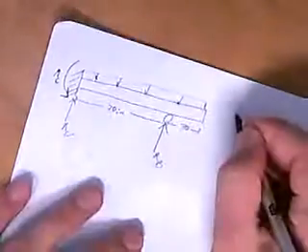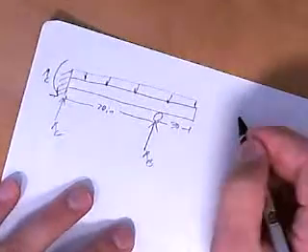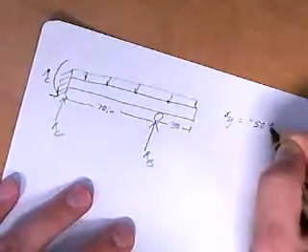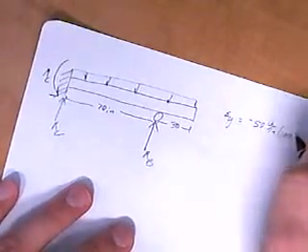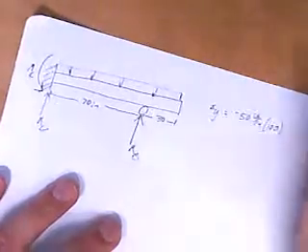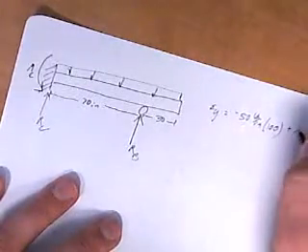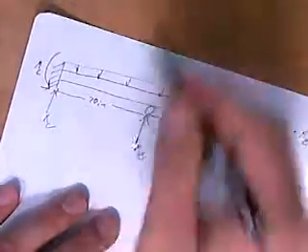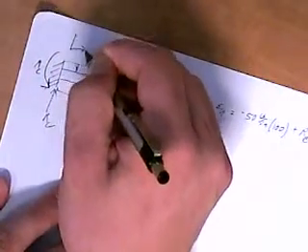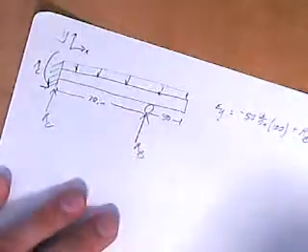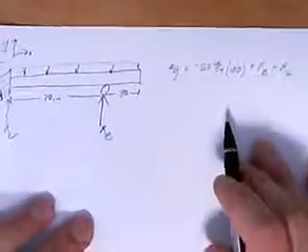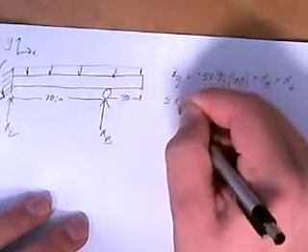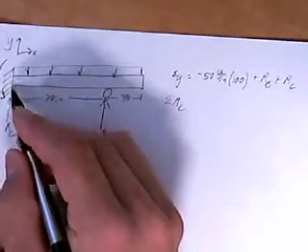Okay, so if we do the sum of the forces for this setup, the sum of the forces in Y is equal to negative 50 lb per inch times 100 inches, which is the entire distributed load, plus RB plus RC. We're going to say this is X, this is Y, just like that. As you can see, right now we've got two forces. We're going to go ahead and do the sum of the moments about C. We're going to call this point C over here.